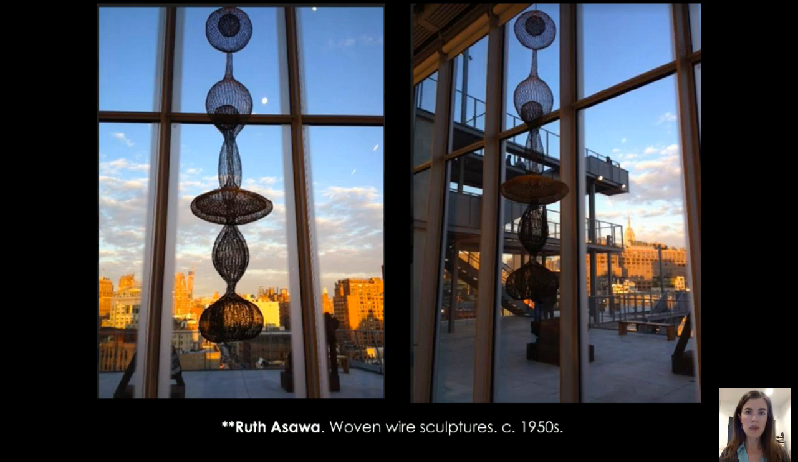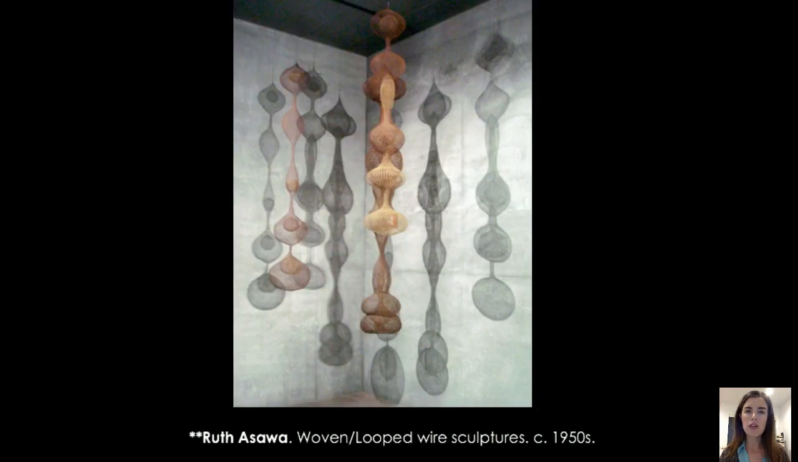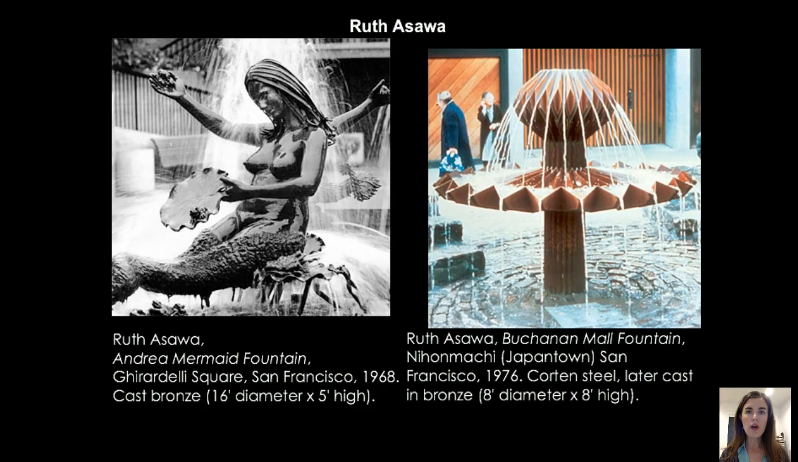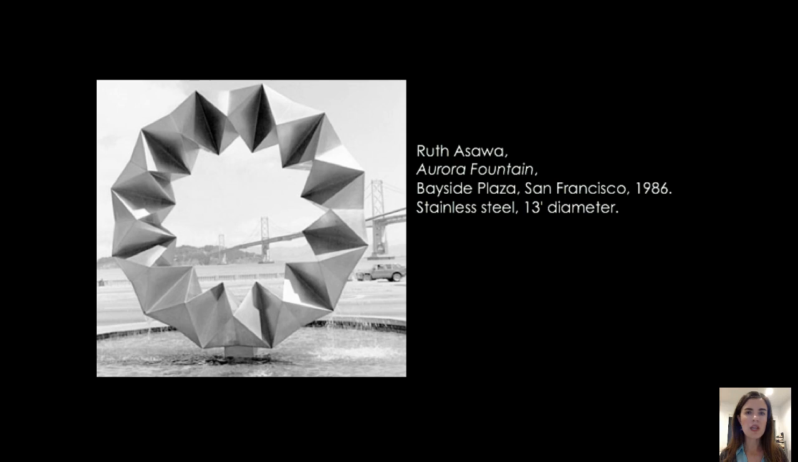Sometimes it's displayed as a single sculpture, and then sometimes there are multiples grouped together, as we saw with the de Young Museum. As I mentioned, she also received a number of public art commissions in the Bay Area. So there's a more representational fountain of a mermaid at Ghirardelli Square in San Francisco. And then she also created a number of fountains that are reminiscent of origami or folded paper. You can see that with the Buchanan Mall fountain, and also with the Aurora fountain near the Bay Bridge when it was originally installed.